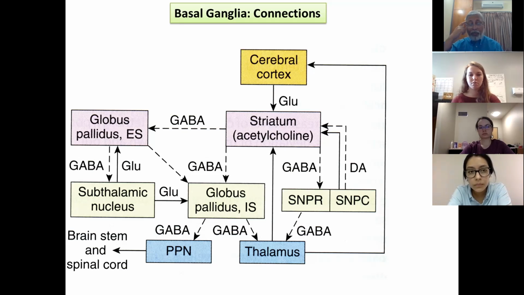So if you have an abstract idea in your mind that you want to draw something, to execute that, to make that a reality, you really need the function of the basal ganglia. Okay, did you get it?